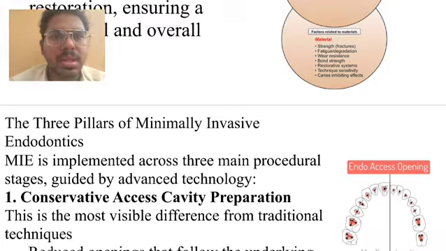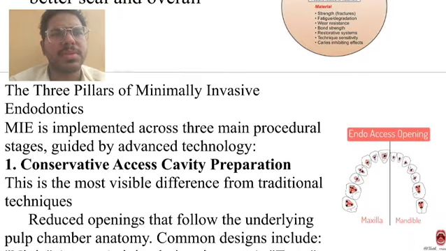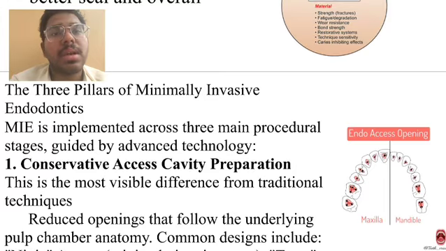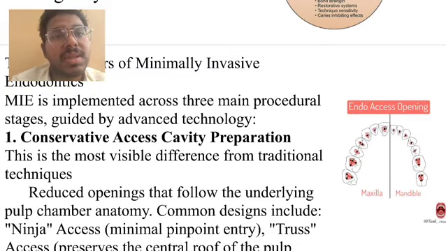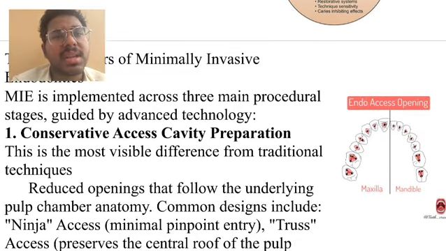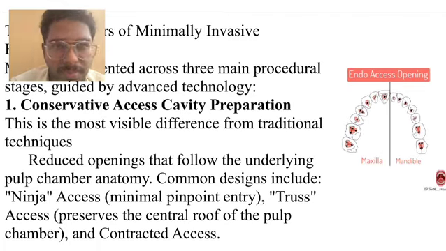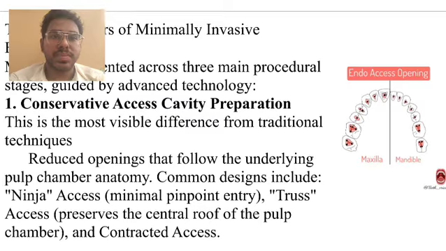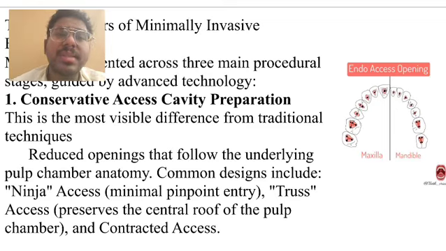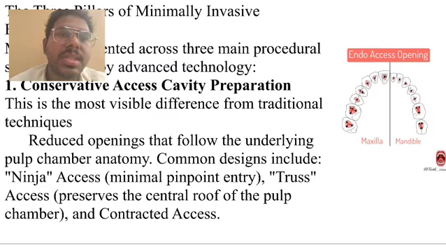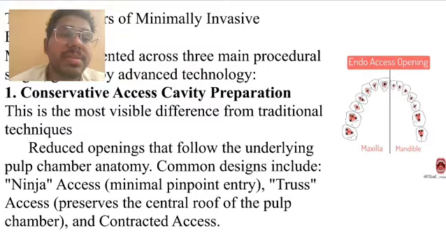Moving on, there are three pillars of minimally invasive endodontics that are implemented across three main procedural stages guided by advanced technology. First, conservative access cavity preparation. This is the most visible difference from traditional techniques, as it uses reduced openings that follow the underlying pulp chamber anatomy. Common designs include ninja access, minimal pinpoint entry, and truss access, which preserve the central roof of the pulp chamber, and contracted endodontic cavities.